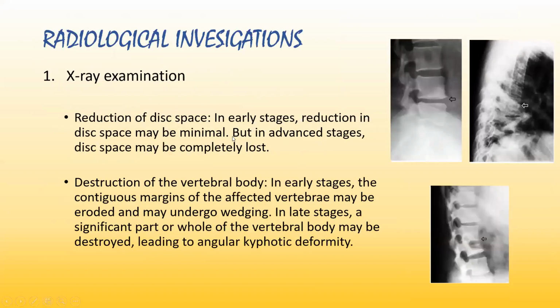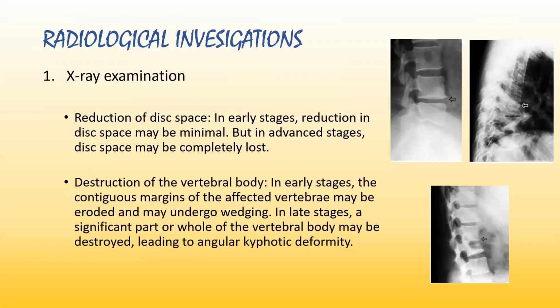Radiological investigation. The first one is X-ray examination. A minimum of two views, anteroposterior and lateral, are necessary. Chest X-ray for primary focus, or an X-ray of the abdomen, which is KUB or kidney ureter bladder X-ray, if psoas abscess is suspected, may also be taken. Some of the radiological features are: the first one is reduction of disc space. This is the earliest sign in paradiscal type of TB.